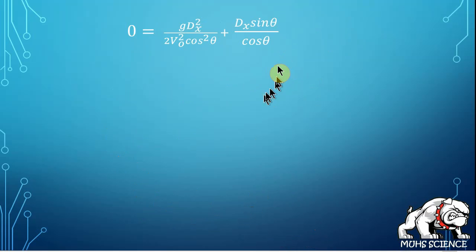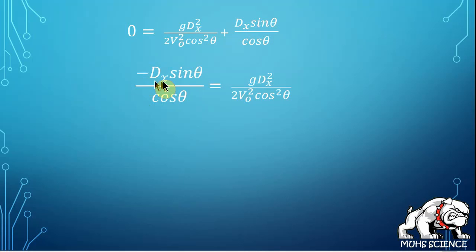So this is what we were left with. I'm going to take this right term, dx sine theta over cosine theta, and subtract it over to the left side, and I want you to do the same. That gives me negative dx sine theta over cosine theta. Since I subtracted it, there's a negative sign there. And then I'm left with this term right here. I haven't adjusted it at all. Once I've done the subtraction, now I can start doing some cleanup.